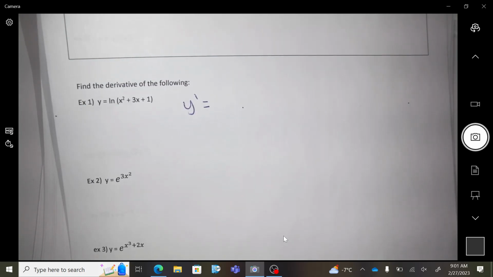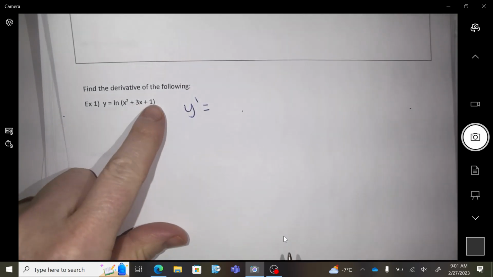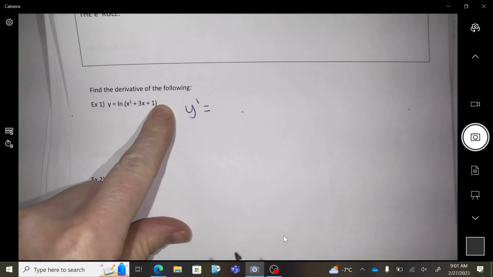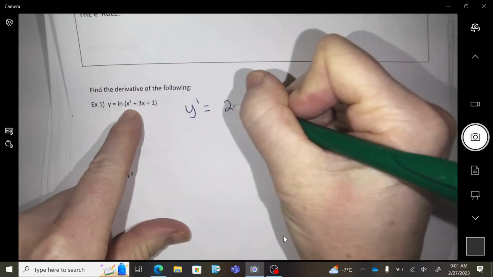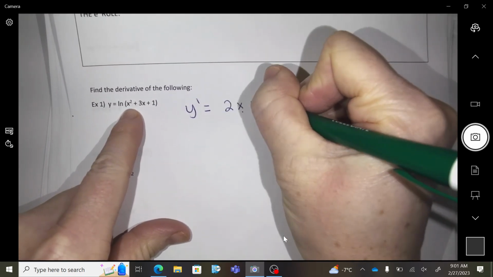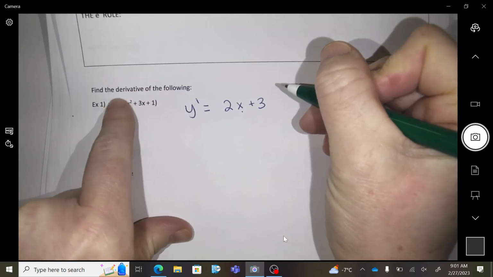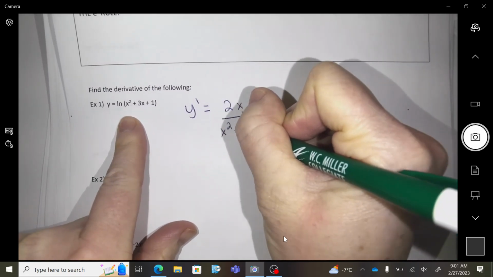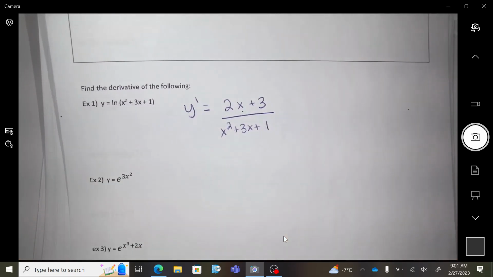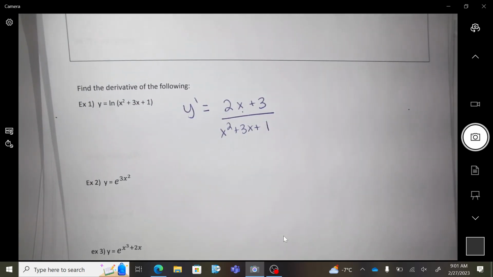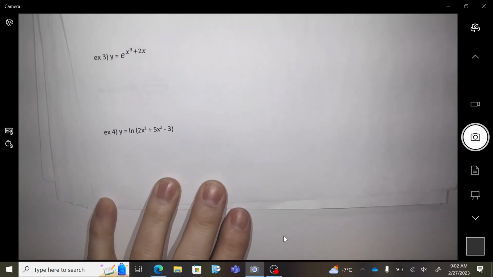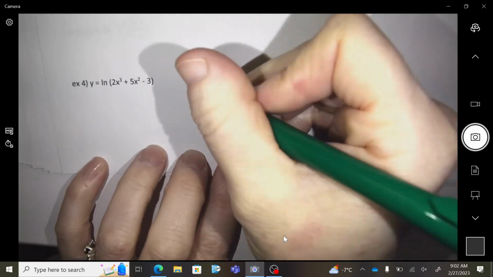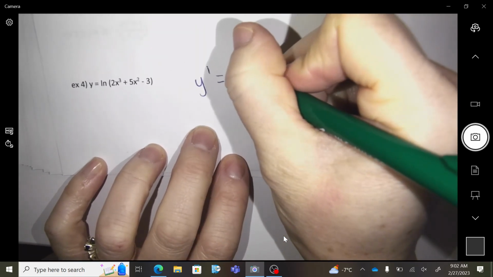So the derivative equals derive everything here. So 2x plus 3 is the derivative of that stuff over the original. Okay, why don't you do the bottom one then? There's a number 4 that's exactly the same. See what you get. I'll let you work on your own here.